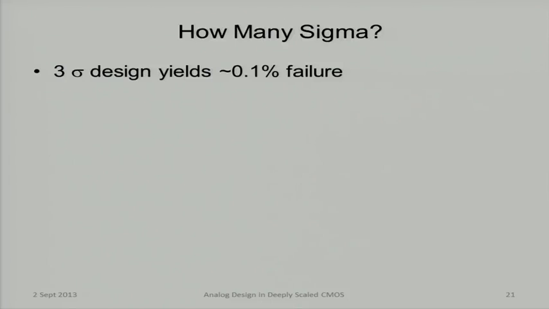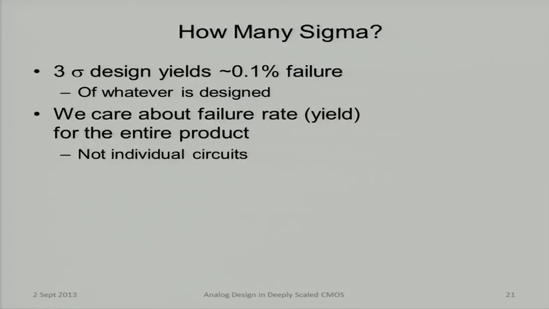Statistics is something I often run into. People talk about statistical design and they say, 3 sigma. 3 sigma design is good. That's what I should be doing. Because a 3 sigma design yields about a 0.1% failure rate. Of course, where you get in trouble is that it's a 0.1% failure rate for whatever it is you're designing. If you're designing an SRAM cell and a 3 sigma SRAM cell fails, you got a problem. So we really care about the failure rate, the yield for the entire product, not just for the individual subcircuits.